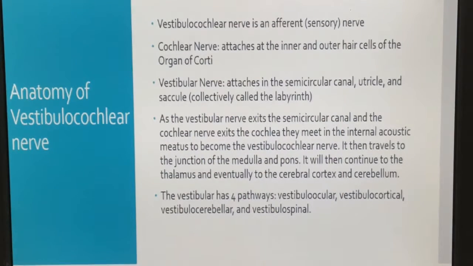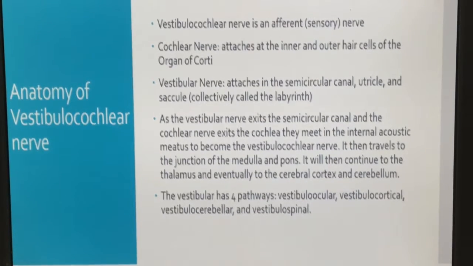The anatomy of the vestibulocochlear nerve. The vestibulocochlear nerve is an afferent nerve. The cochlear part attaches at the inner and outer hair cells of the organ of Corti. The vestibular nerve portion attaches in the semicircular canal, the utricle, and the saccule. Collectively, they are called the labyrinth.